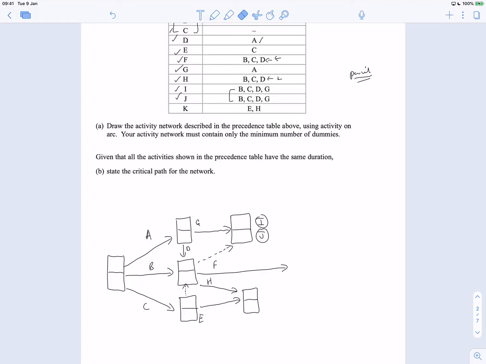E and H, that's going to become a K. So I've got a K popping out here. And then that's it. There must be a final stage.